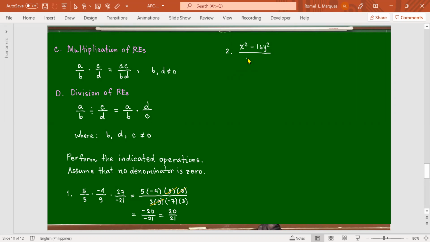Three xy divided by, sorry, not 9xy, it is xy minus 4y squared.